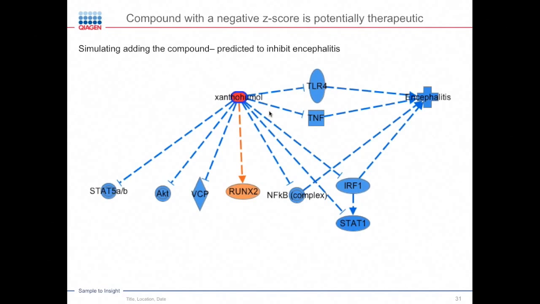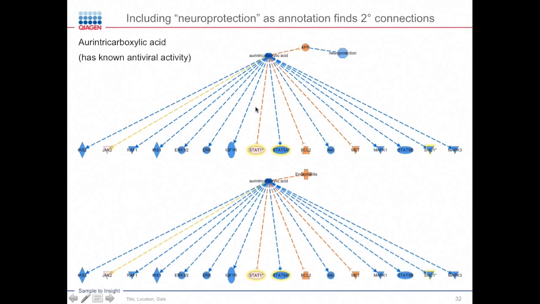Okay. And here's another case. The neuroprotection I thought was kind of interesting. So we put neuroprotection in as an endpoint as well, and you could find another compound that has a direct effect on encephalitis and a secondary, slightly more distant connection to neuroprotection, and they're the opposite effect. In other words, not having this compound decreases neuroprotection, and not having this compound increases encephalitis. So theoretically, this compound added to the system would improve both.